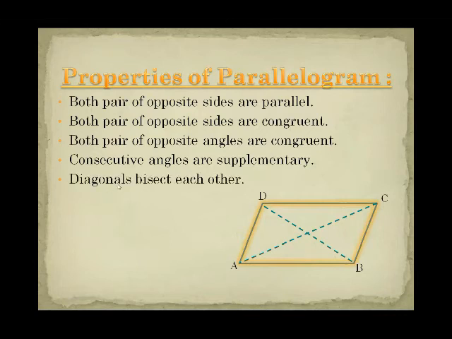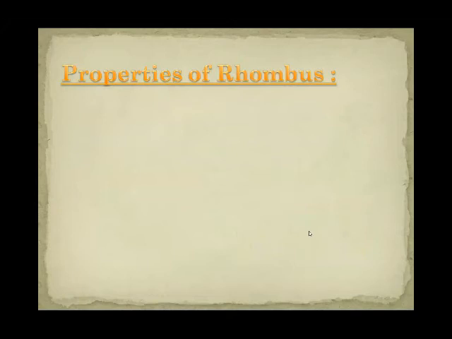The next property is diagonals bisect each other. As you see, students, the diagonals constructed from point A to point C and from point B to point D bisect each other at that point. Now students, we move on to the properties of a rhombus.